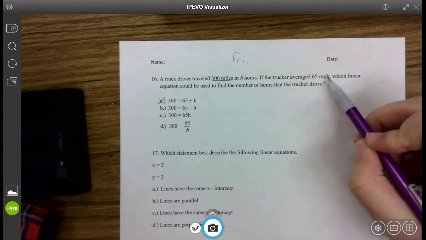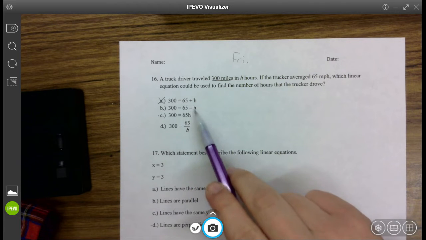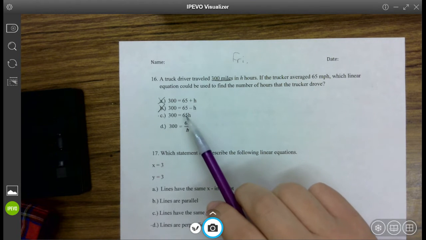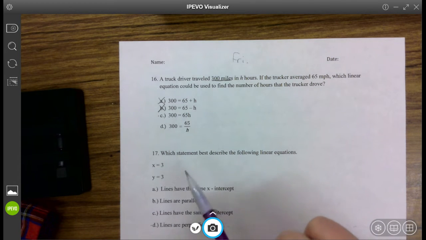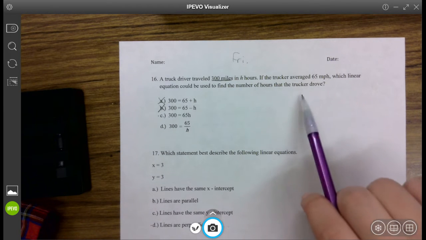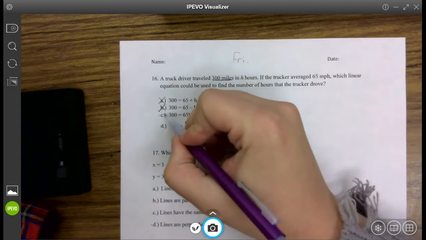So 65 times hours. Now we have 300 equals 65 minus H. Nope, that still doesn't quite work. And now we have 300 equals 65 times H. Yes, because it is miles per hour. So it is 65 times something hours to figure out our total of 300 miles.